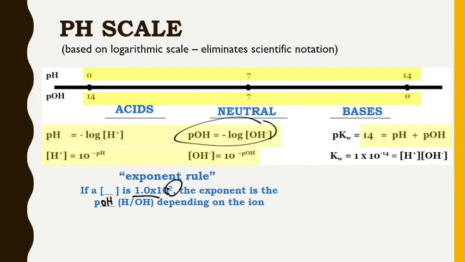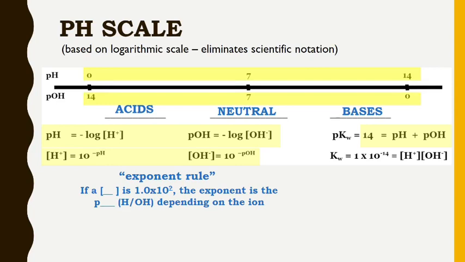And same with our OH concentration. If my OH concentration has 1 as its base, then the pOH is going to be that exponent number right up there. So this is going to help us if we're in that form. If we're not, then we're going to need the calculator.